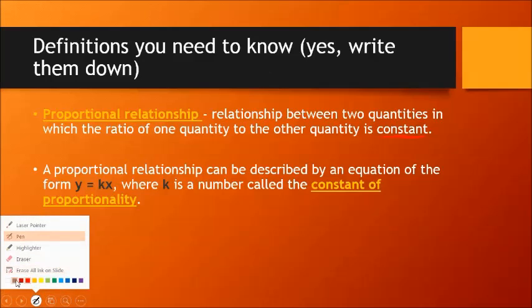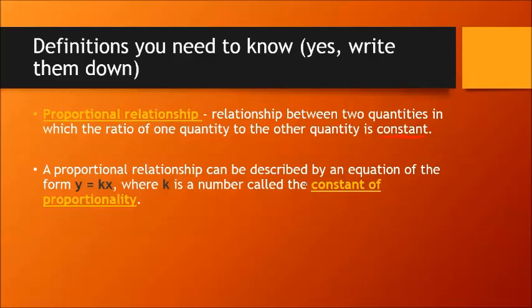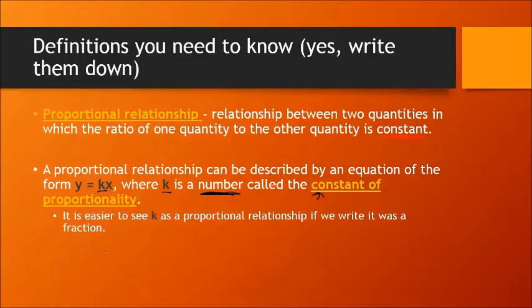Now remember what constant means. Constant means it's going to be a number. So it's always going to be a number. So k is a number. It's the constant of proportionality. Now it's easier to see k as a proportional relationship if we write it as a fraction. So remember, proportion, like I mentioned a couple minutes ago, is a fraction. So let's go ahead and solve for k and make it a fraction.